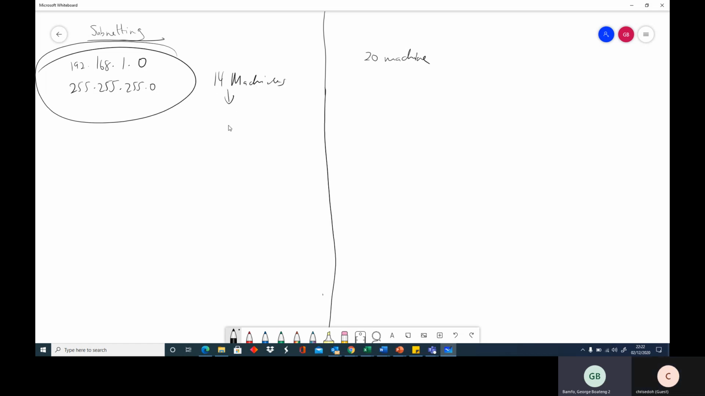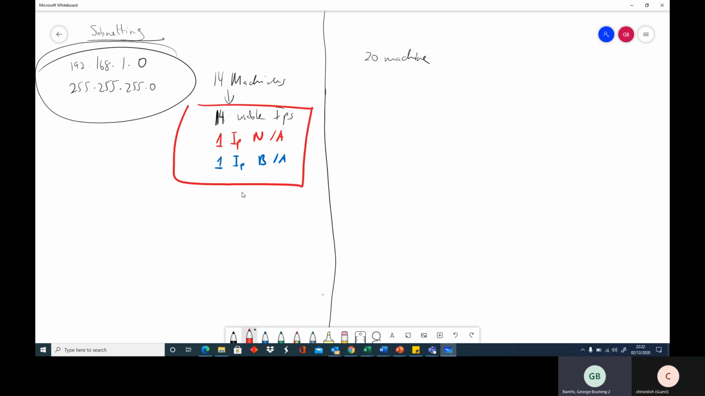What does it mean? It means these 14 machines can be translated into 14 usable IPs. But every network has a network address, so you also need one IP for your network address. And you also need one IP for your broadcast address. So technically, how many IPs do you need, rather than 14? You need 16 IPs, because 14 usable, one for the network address, one for broadcast. So it is 16 IP addresses.